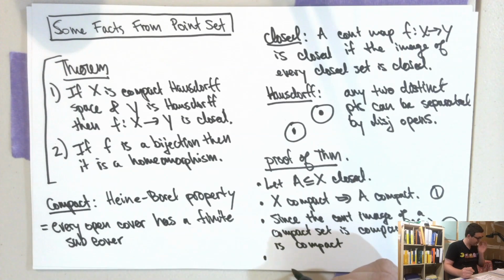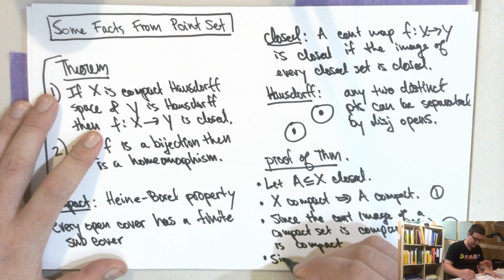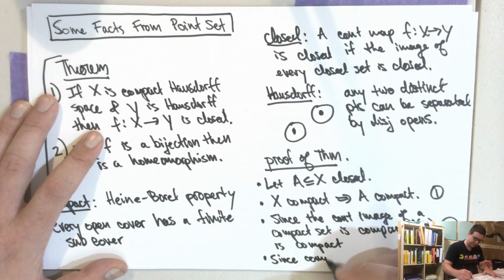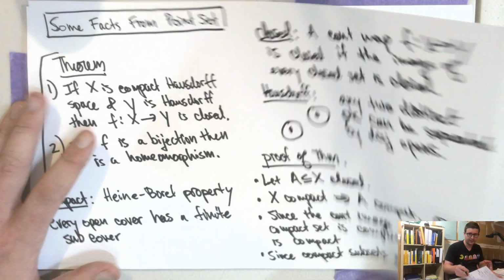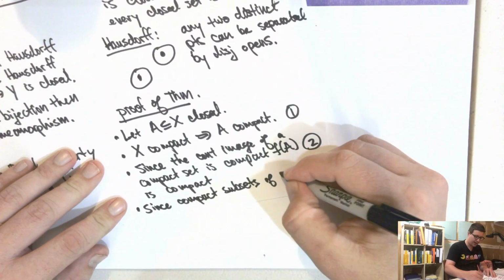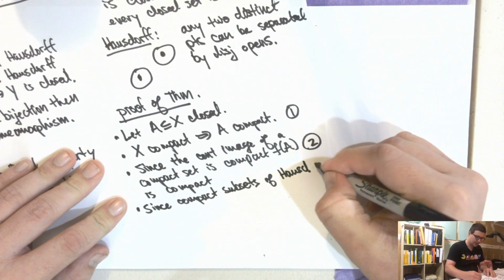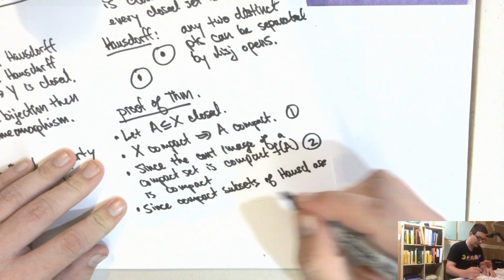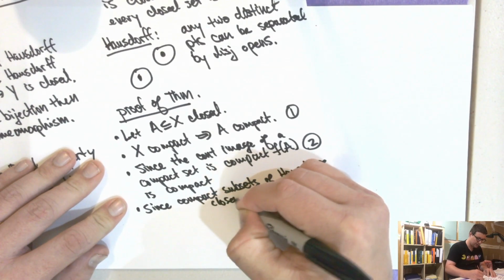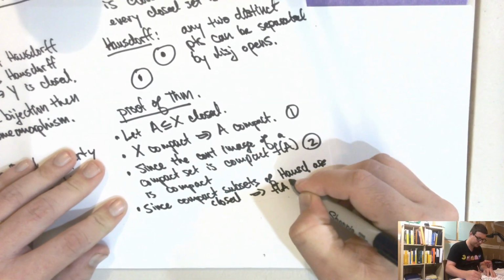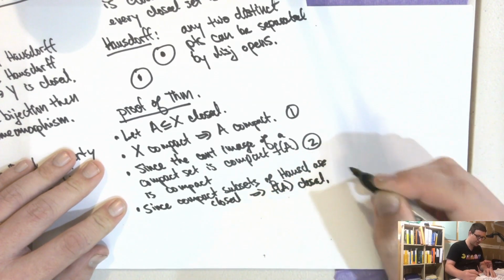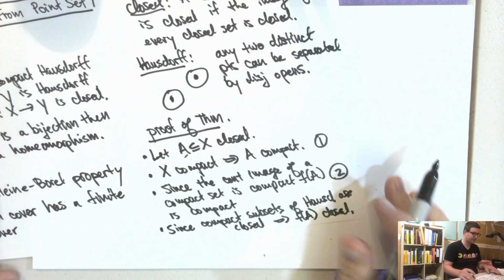And then the last thing that we're going to need is that compact subsets of Hausdorff spaces are closed. Since compact subsets of Hausdorff spaces are closed, this implies that f of A is closed. So that we showed that the image of a closed set A is closed. f of A is closed.